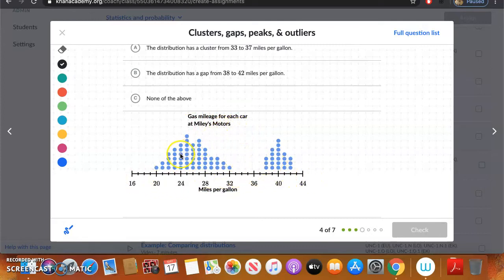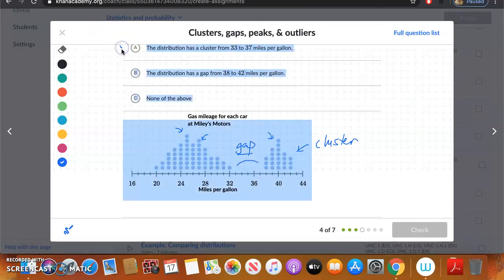Okay. Now, and then we have a gap here. There's a gap. So we've got this gap in here, right? And we've got peaks here and here and here. Okay, and this definitely looks like another cluster. Okay. So let's take a look at choices. The distribution has a cluster from 33 to 37. No, there's a gap. There's no cluster.